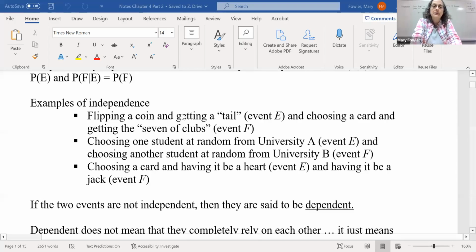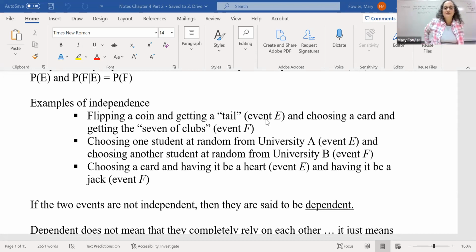So some examples of independence: flipping a coin and getting a tail, we could call that event E, and choosing a card and getting the 7 of clubs, we can let that be event F. So E and F are independent because when you flip a coin and you get a tail, it doesn't affect the probability of choosing a card and having that card be the 7 of clubs.